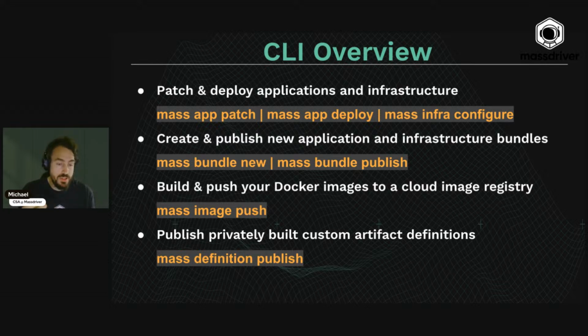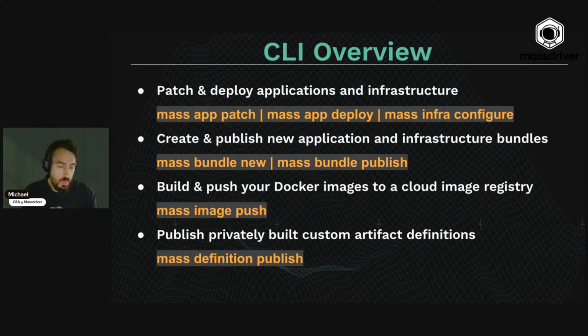The CLI has a command that will build your Docker images and then push them up to a Cloud Container Registry for you, outputting the repository URL needed to reference the image in your application's configuration. You can also publish privately built custom artifact definitions that you can use in any of your own bundles. So let's use a terminal to set up the CLI and run a script that will patch two of our applications after a new image build and redeploy both applications.